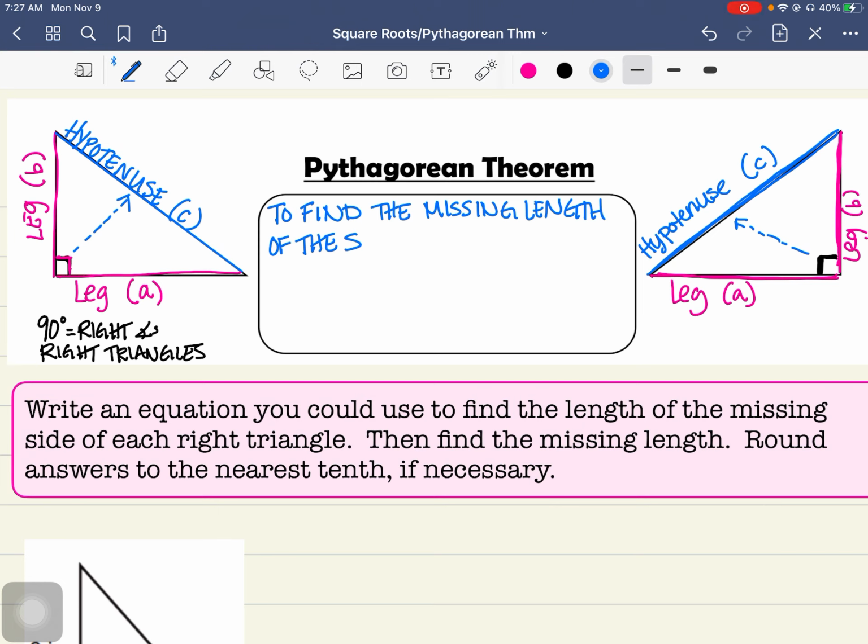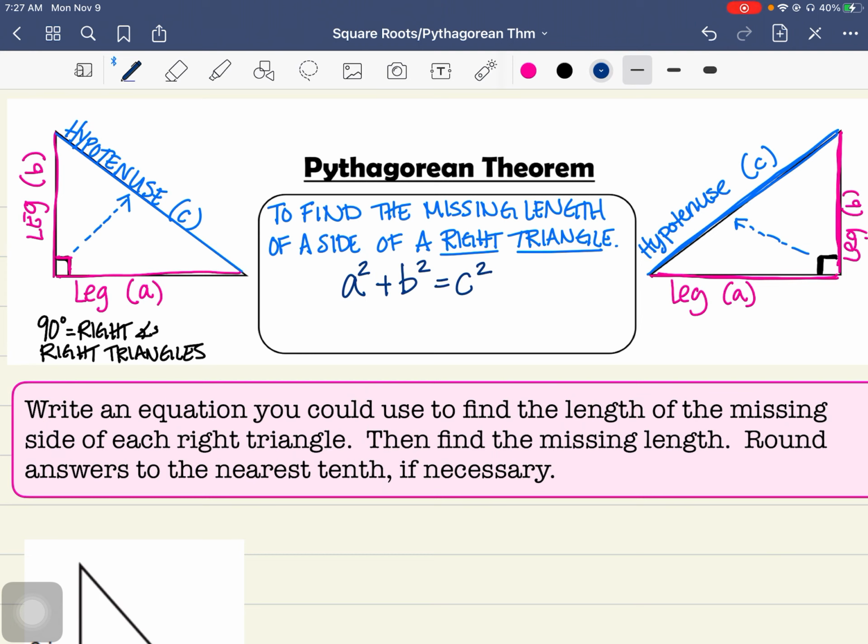of a side of a right triangle. So remember, these only work for right triangles. Okay? So only right triangles, no other shapes. And here's the formula that we use. We say a and we raise it to the second power. So remember, we call that squared. A squared plus b squared equals c squared.